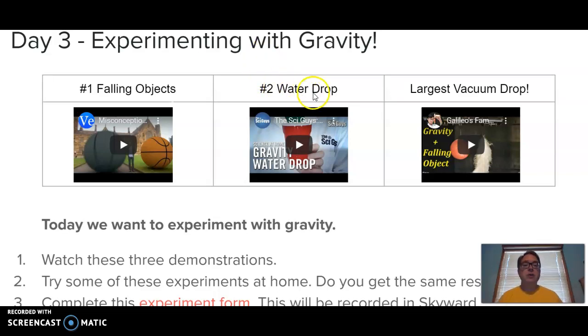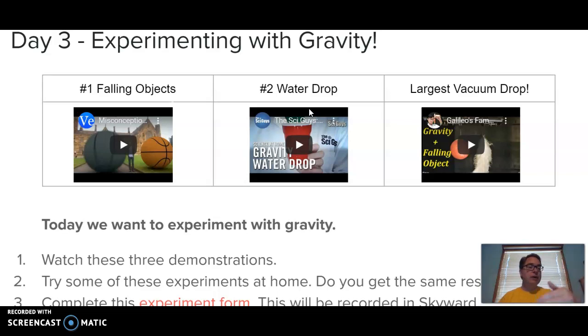The second experiment is a water drop activity. And in this one, you'll need either a paper cup or a plastic cup. You'll poke a hole near the bottom of the cup, cover the hole with your finger and fill it up with water. And you're going to try dropping this, do this over a sink. Dropping this and seeing which comes out first.